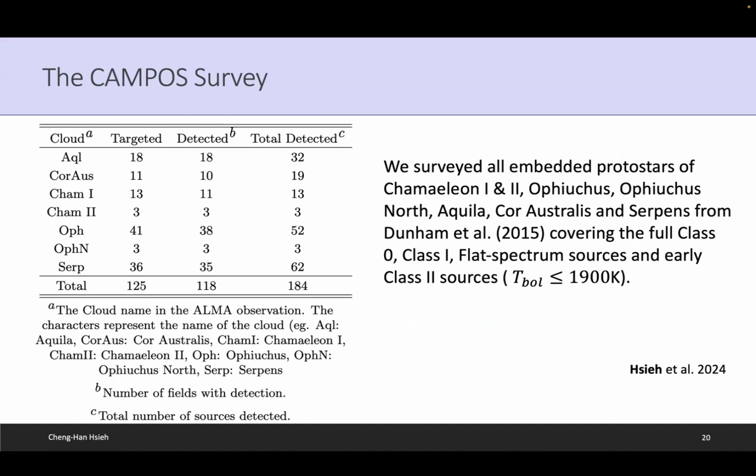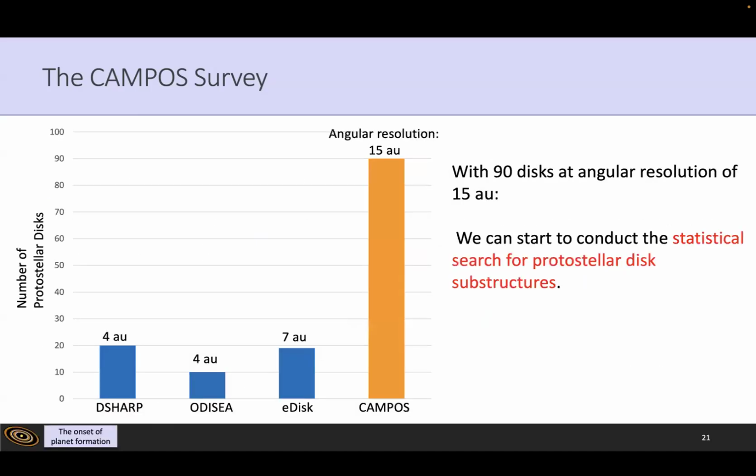There are other molecular clouds that have more protostars, but they are located further away. All of these are within 200 parsec, like the ones I show in the plot. If you go beyond 200 parsec, then you need much higher angular resolution to reach the 15 AU linear resolution, and this will easily triple, or even be 10 times more ALMA time. So this is pretty complete for these 7 molecular clouds.